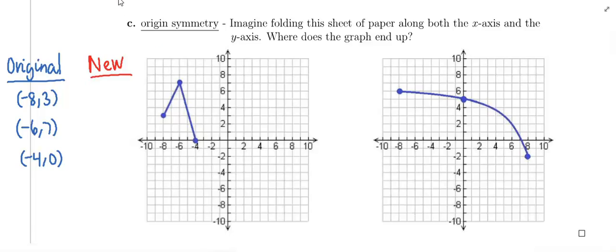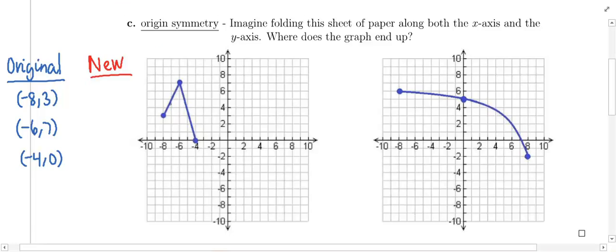All right, let's start with -8, 3. I'm just going to fold along the x-axis first and then fold along the y-axis. If we take this point, -8, 3, and we fold along the x-axis, it is currently 3 units above the x-axis. So when you fold along the x-axis, this is going to go 3 units below the x-axis. So that's going to bring you to here. But remember, this is not the final point. Now you've got to flip it about the y-axis.